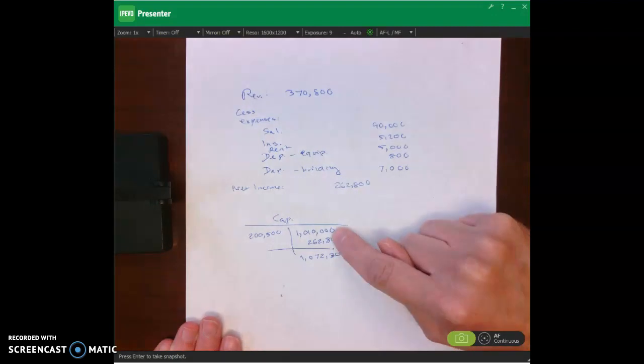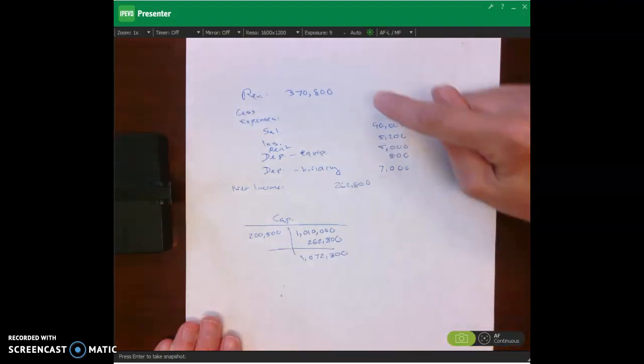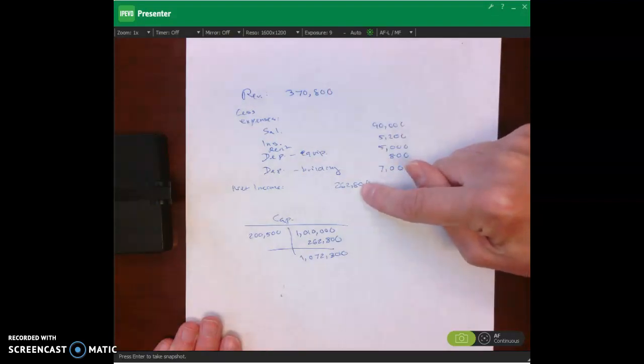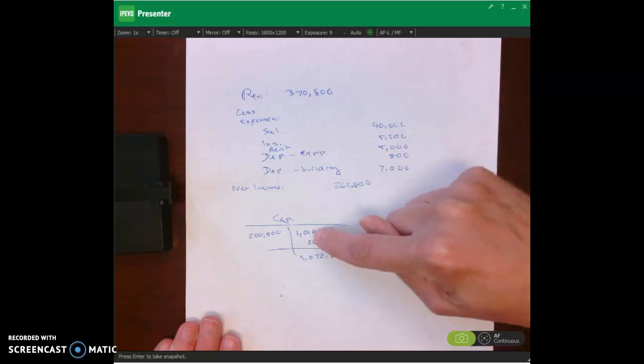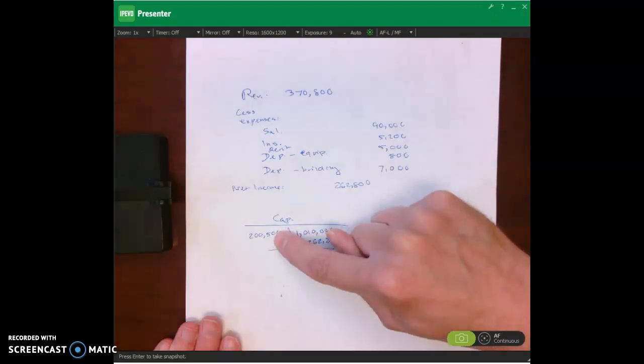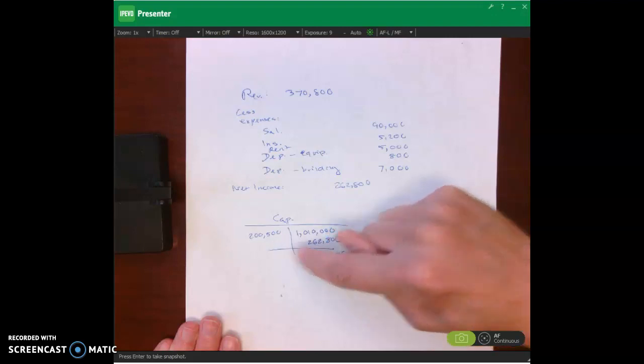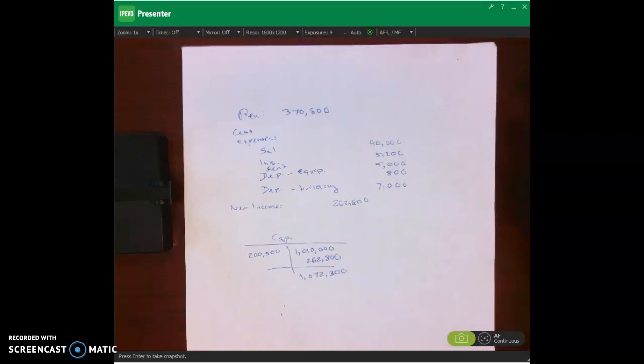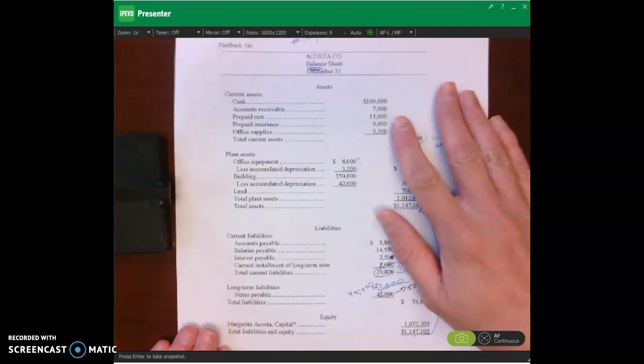Okay, so the first thing I want to go over is how to calculate the ending balance in capital. Remember, we had the beginning balance in capital from the adjusted trial balance, plus my net income. I took my revenues minus my expenses, which gives me my net income of $262,800, and then I take that minus my withdrawals of $200,500, which gives me an ending balance in equity of $1,072,300.